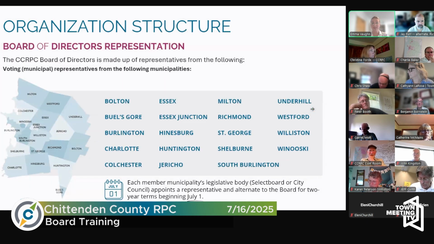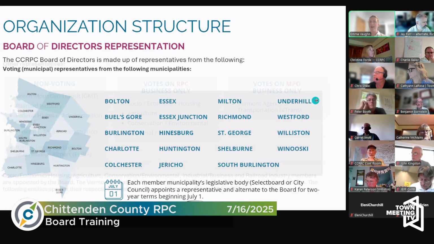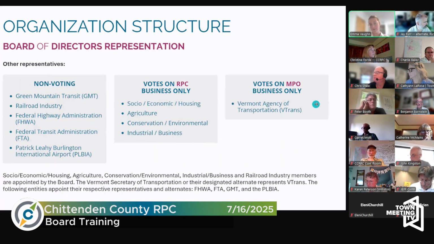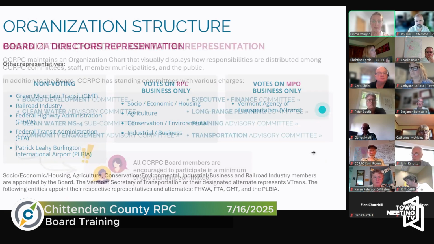We do dive into the organization structure. Again, I'll save some of this for the next training, but who are we? Who are our municipal or voting representatives? How are they appointed? I'm going to skip through this really quickly, but you can see all of our municipalities listed there. And then other representatives, so those who are non-voting, those who vote on RPC business only, and those who vote on MPO business only, and who appoints those as well. All this information is kind of a one-stop shop in this handbook, which can be pretty helpful, especially for new members.